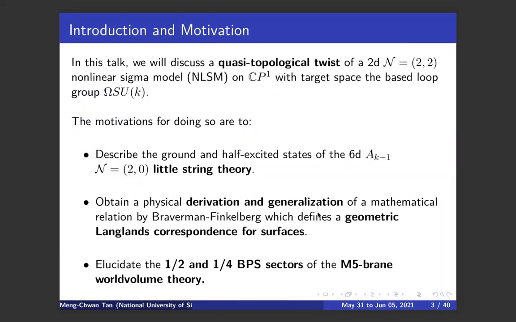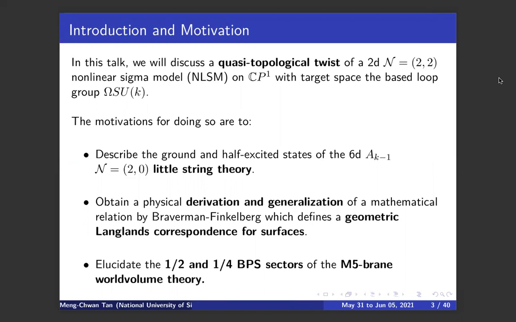In this talk, we will discuss a quasi-topological twist of a 2D N=(2,2) nonlinear sigma model on worldsheet CP1 with target space the based loop group ΩSU(K).